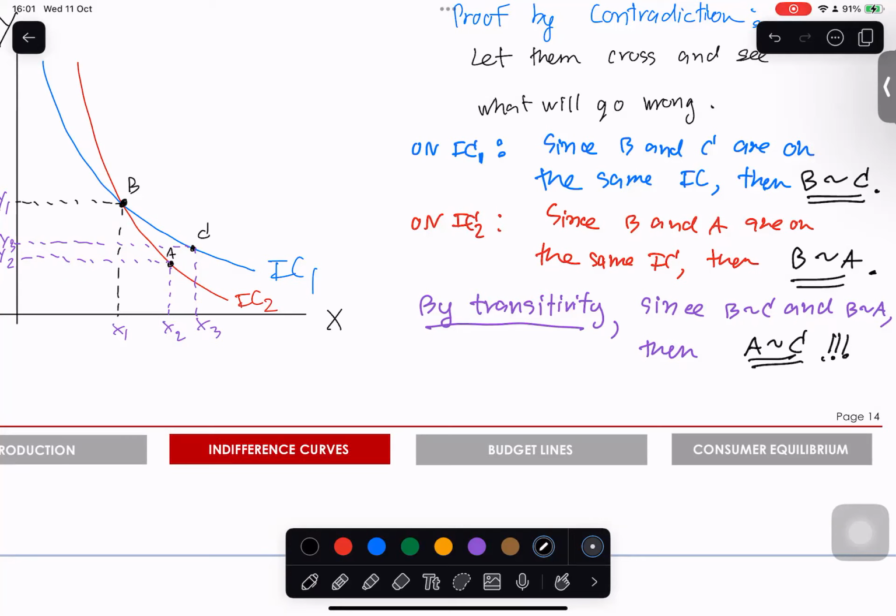By transitivity, B and C are indifferent. B and A also indifferent. So use B as a connection. Then we can argue that baskets A and C must be indifferent by the transitivity property. A and C generate the same level of happiness. We got it.